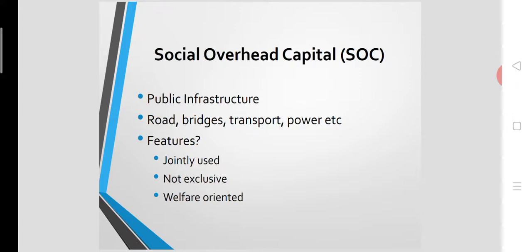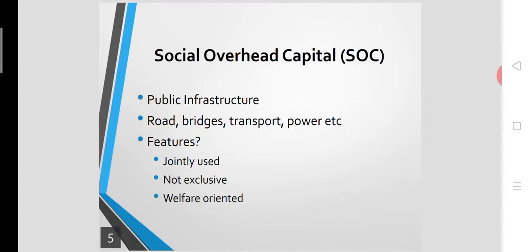The investment for road construction, highways construction, district road construction, any type of road construction is SOC. Then bridges, construction of bridges, dams, investment in transportation sector, investment in water transportation sector, road transportation sector, investment in power sector. All these are the investment in social overhead capital. These are in fact the priority sectors of the developing economies or the low income economies.